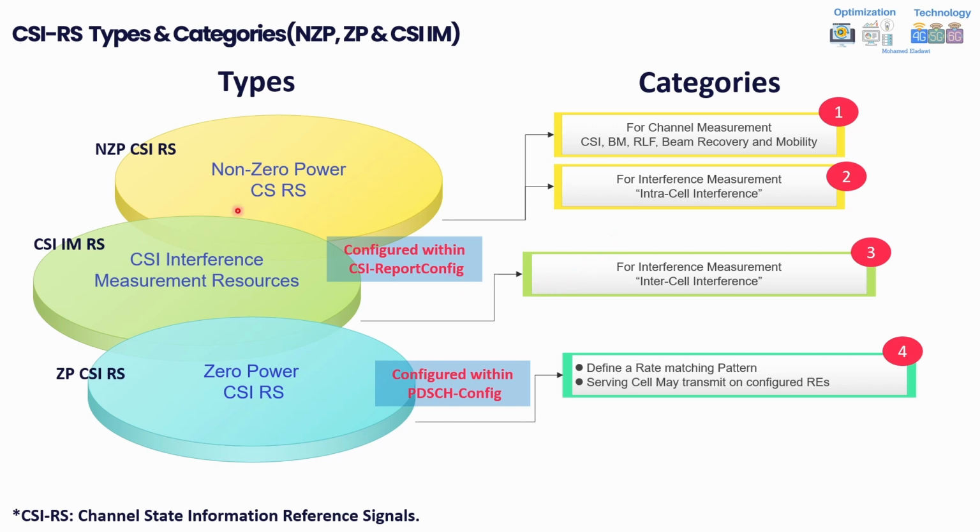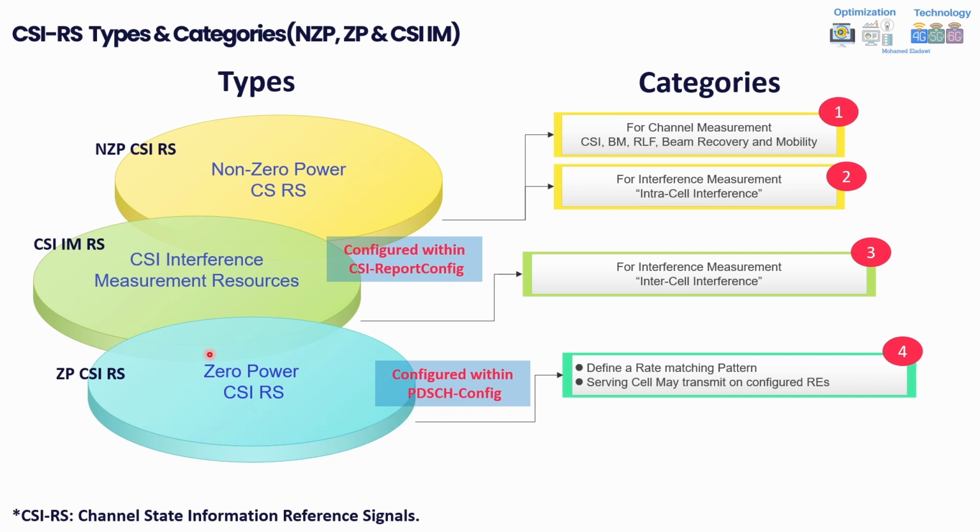So far we have 2 types here, and these 2 types cover 3 categories. First one is channel measurement. Then we have IM measurement, interference measurement for intra-cell interference. Then we have interference measurement for inter-cell interference. Then the last part is something called zero power CSI-RS, and this is configured within the PDSCH configuration.